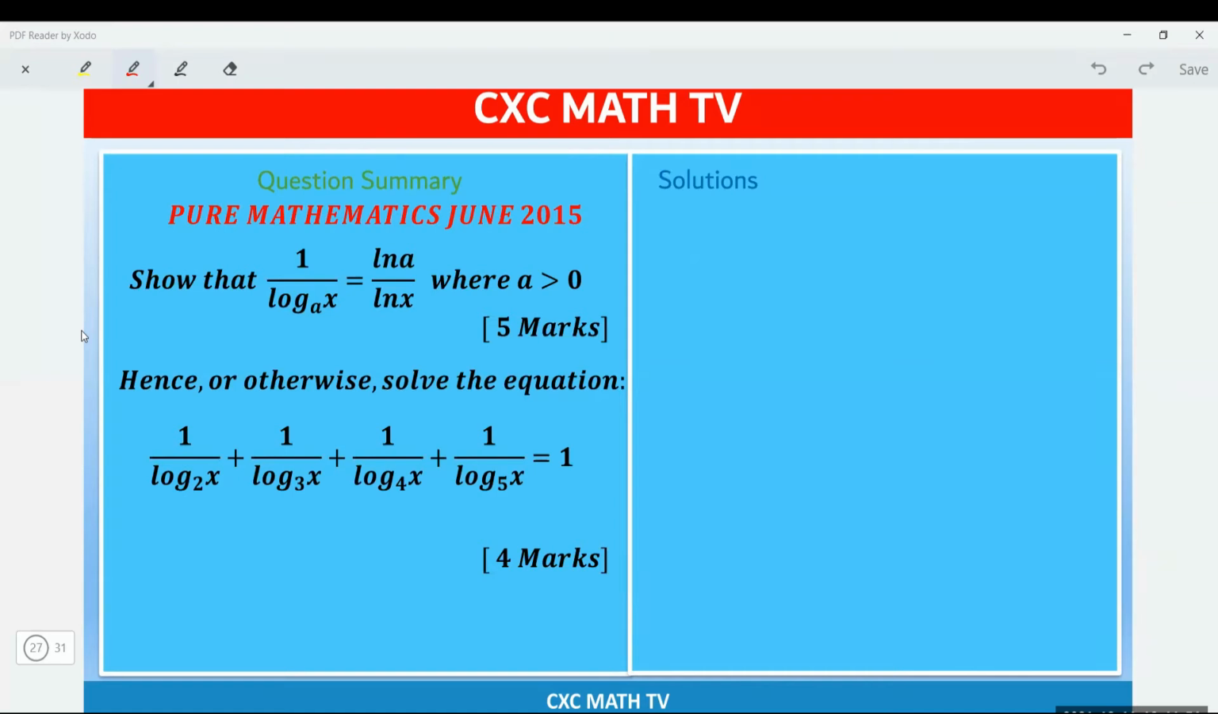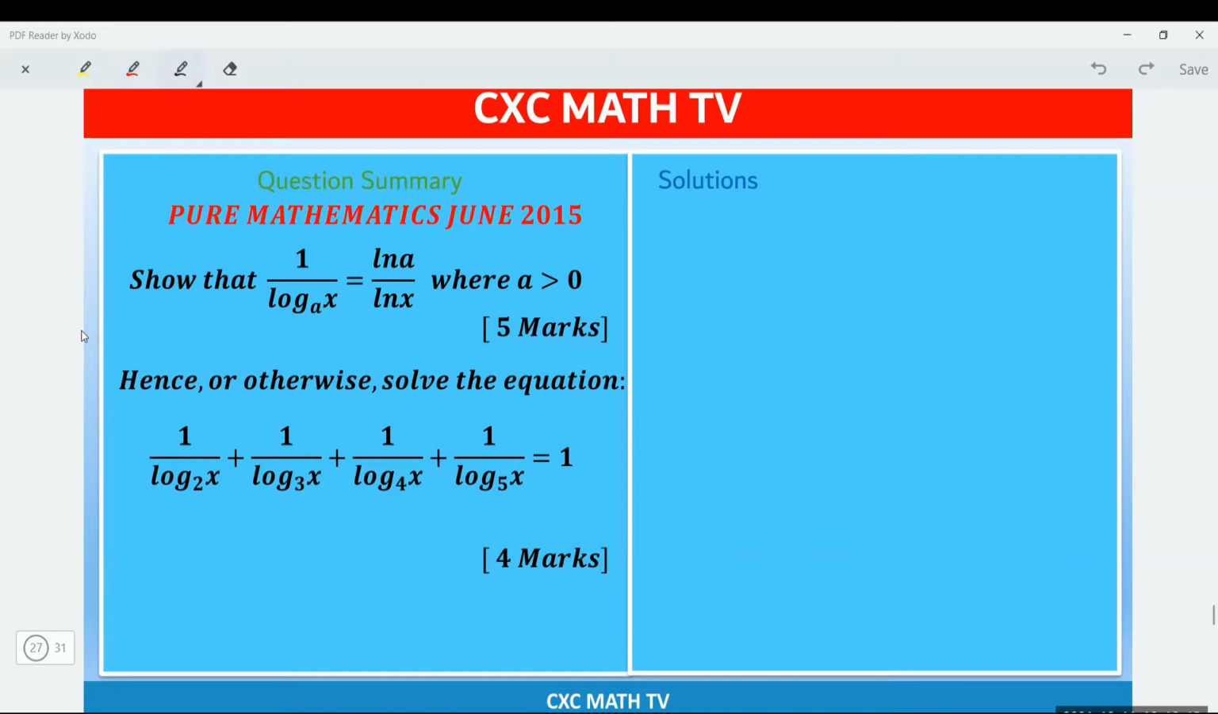All right. Now, this question was taken from the June 2015 past paper, and it says, show that 1 over log base a of x is equal to ln a over ln x, and then hence or otherwise solve that equation down there. This was taken from the 2015 paper, so go ahead and attempt it.